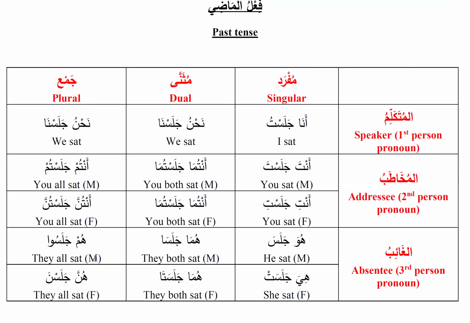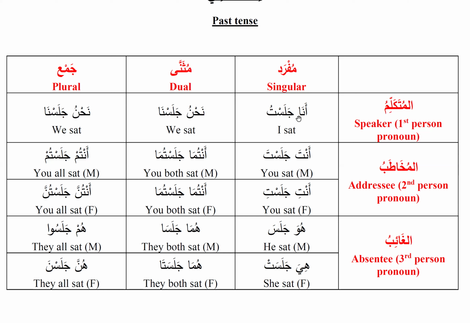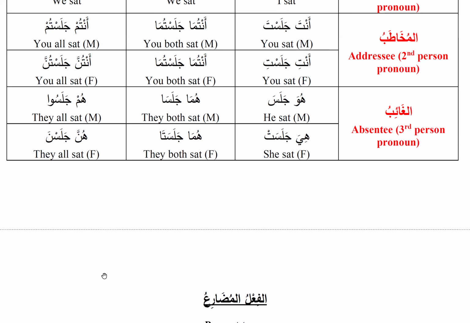Once you learn a single verb, then you can use it for any verb. For example, let's say this was kataba. So you can say ana katabtu, nahnu katabna for both. And then anta katabta, antuma katabtuma, antum katabtum, anti katabti, antuma katabtuma, antunna katabtunna. Huwa kataba, huma kataba, hum katabu, hiya katabat, huma katabata, hunna katabna.